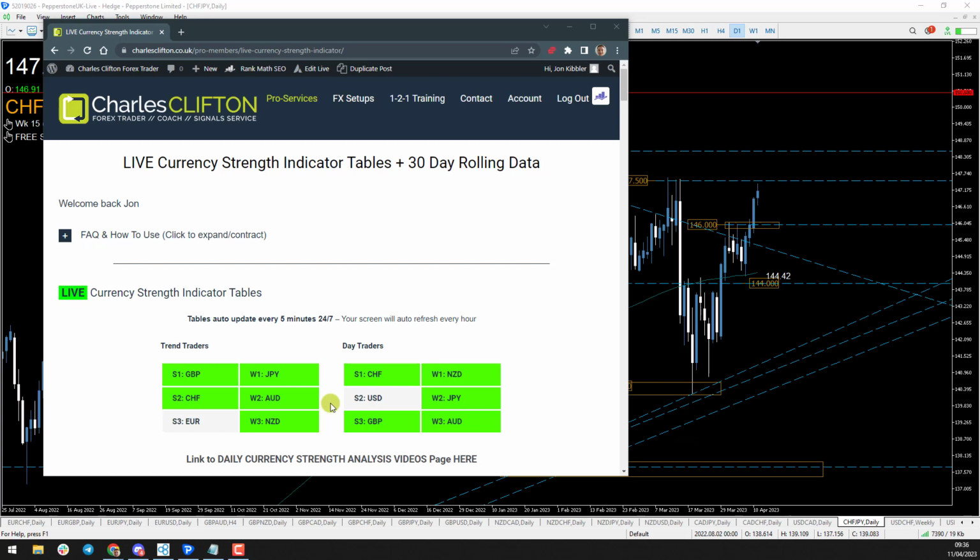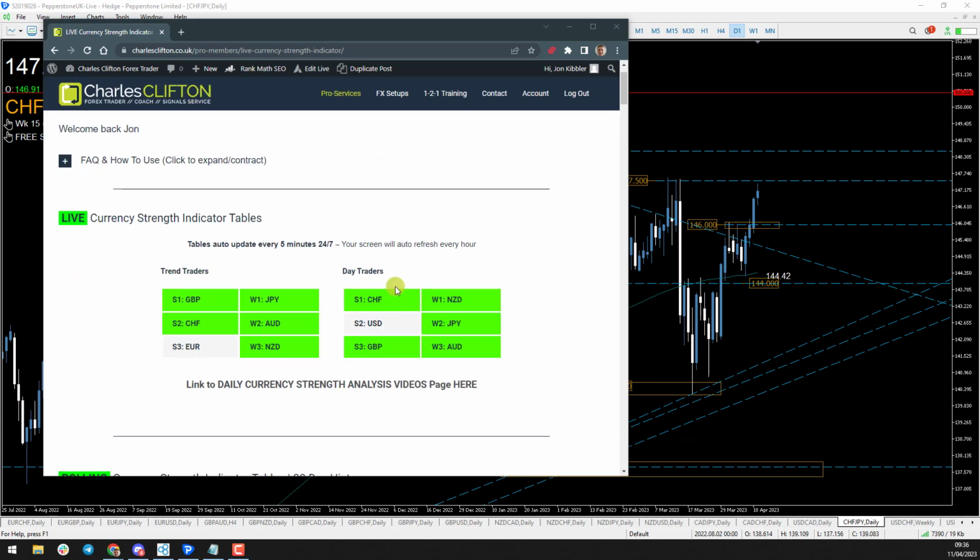So what actionable forex pairs can we take a look at going into today's video? Well, we can see that the Swiss franc is topping the day traders table as S1. It is S2 on the trend traders. We can see that the New Zealand dollar is the weakest currency on the day traders, but only the third weakest from a trend traders point of view. The yen is the second weakest currency on the trend traders table. And we can see that the Australian dollar is the weakest currency on the trend traders, and the third weakest on the day traders.